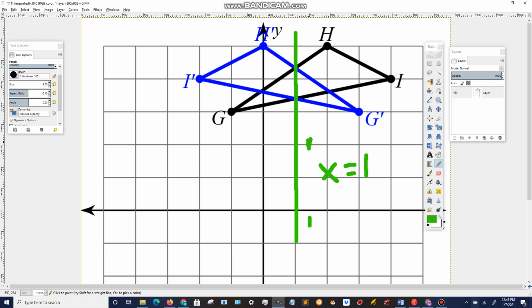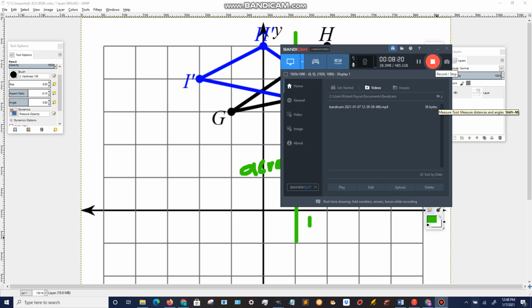So you'd say reflect across x equals 1. Okay? That is how you finish out reflections.